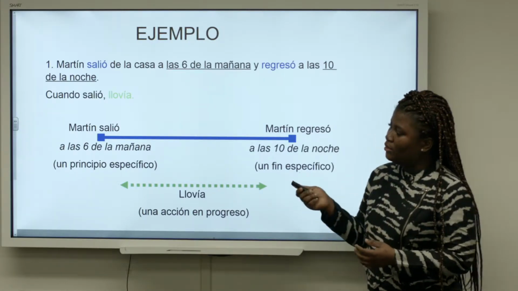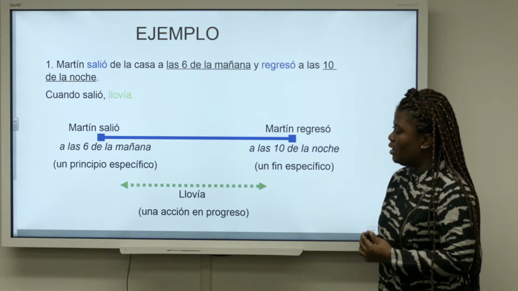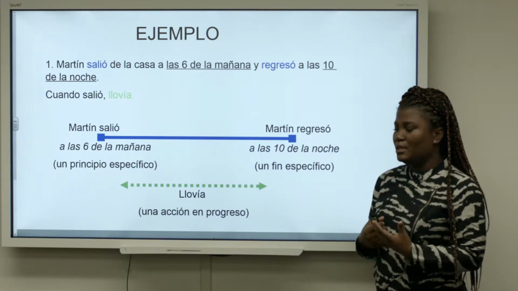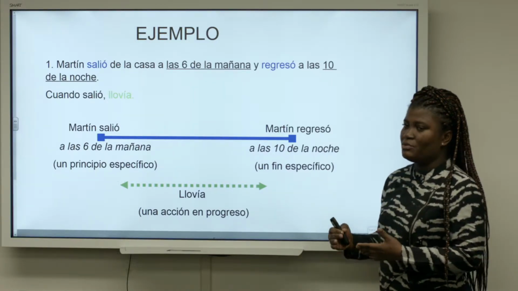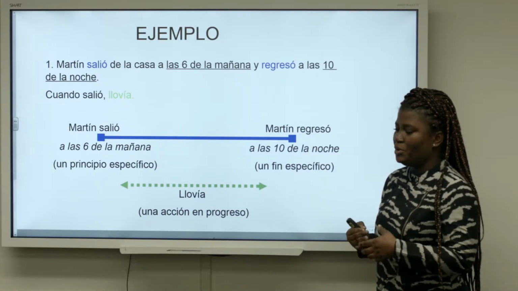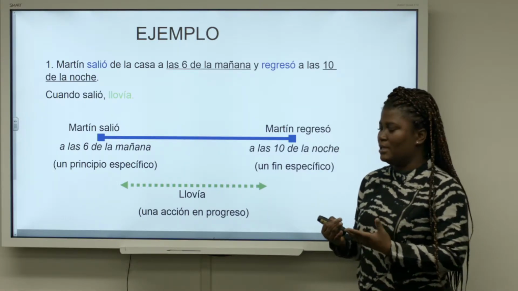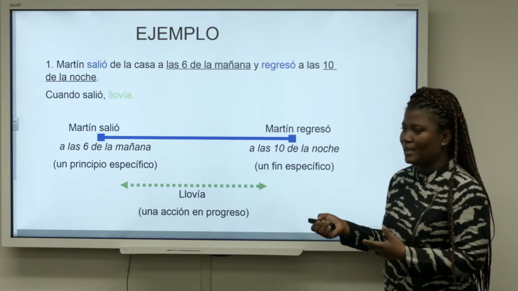Now, cuando salió, llovía. The verb is llover in the infinitive, but it has been conjugated in the imperfect tense because it was an action that was in progress. It was raining. We don't really know the specific time it started raining. We don't really know the specific time it ended, so we will use the imperfect to describe this action, llover.